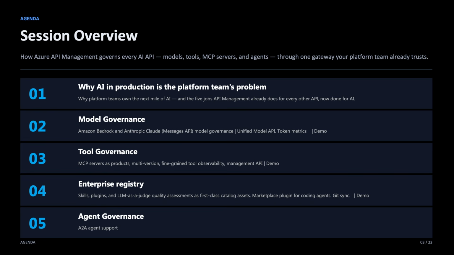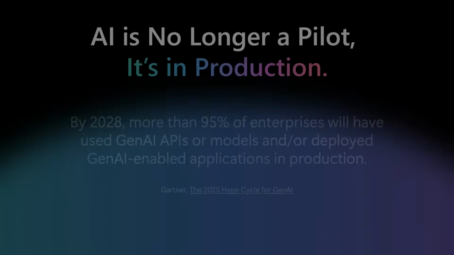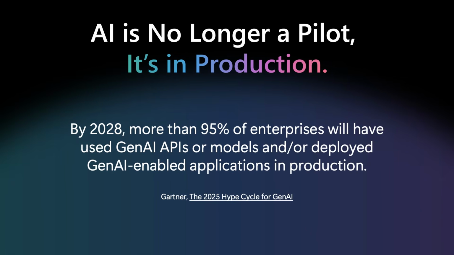We've been talking about AI and AI workflows since 2023, but AI is no longer a pilot, right? Most enterprises are starting to deploy AI in production. In fact, Gartner says that by 2028, more than 95% of enterprises will be using LLMs, GenAI APIs, and models and deploying them into applications in production.